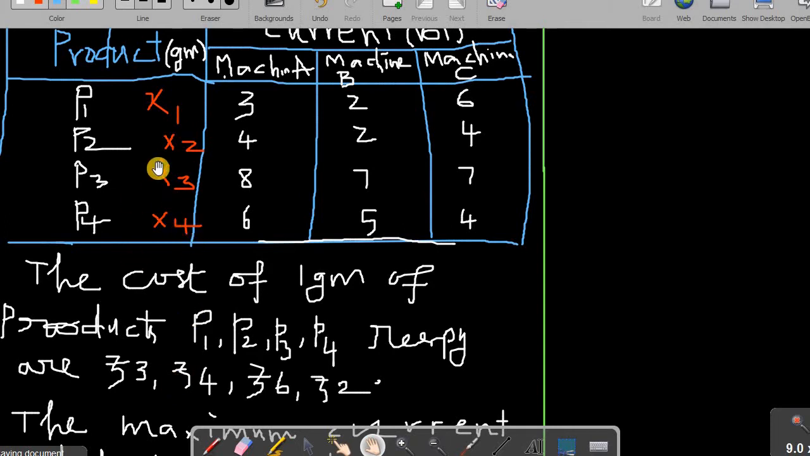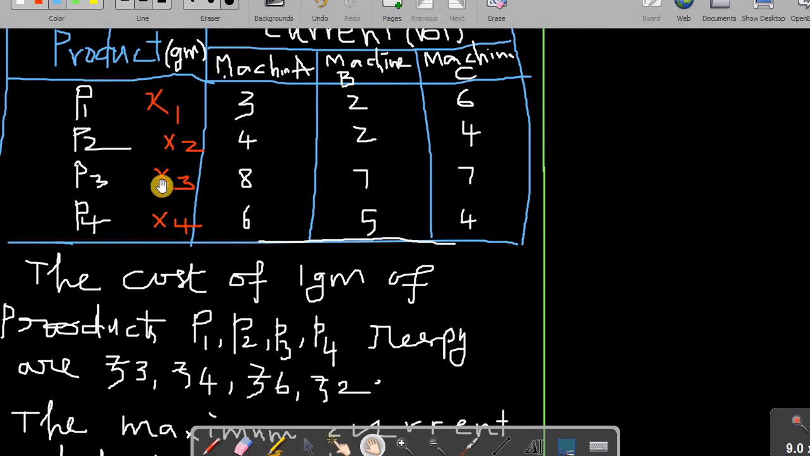Then what I will get is that if x1 is the number of products that gives maximum profit to the company, then 3 into x1 will give you the profit from the first product. Similarly, 4 into x2 will give you the total profit by P2 to the company.